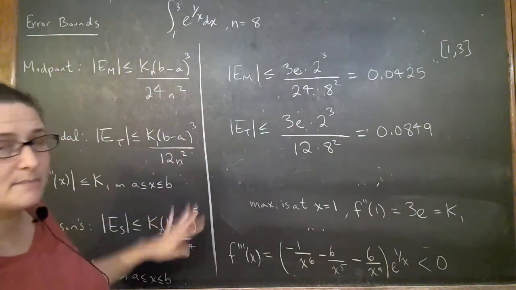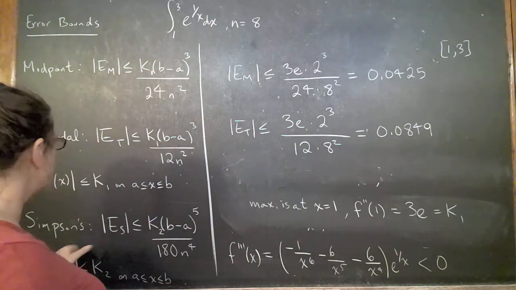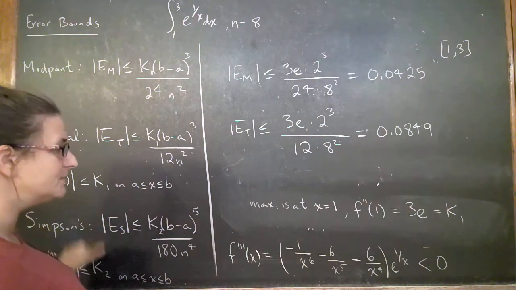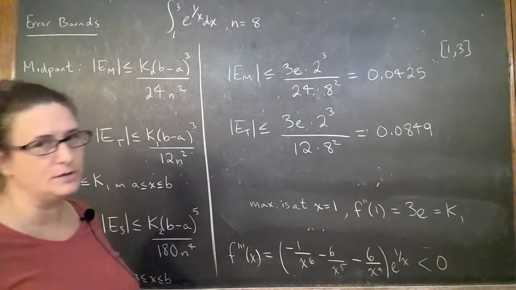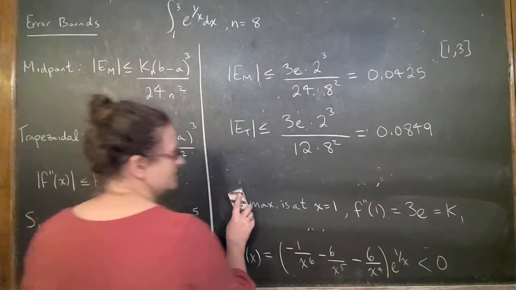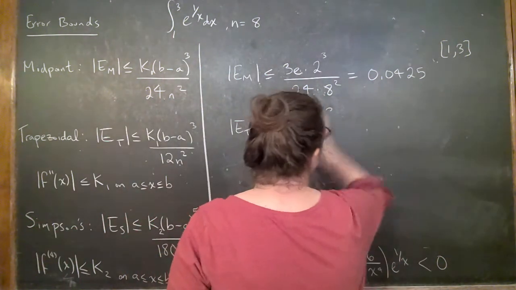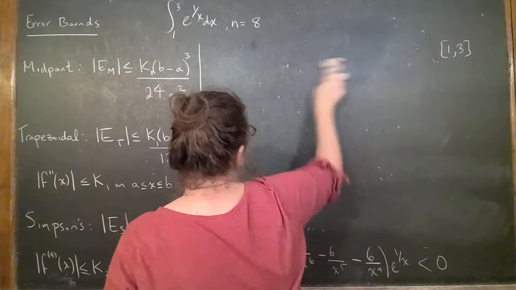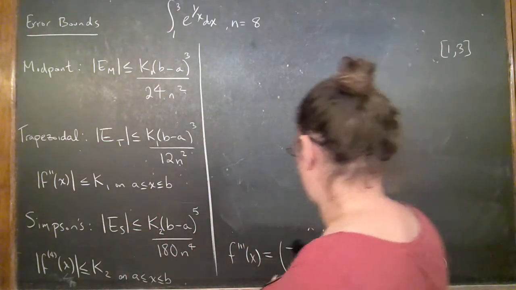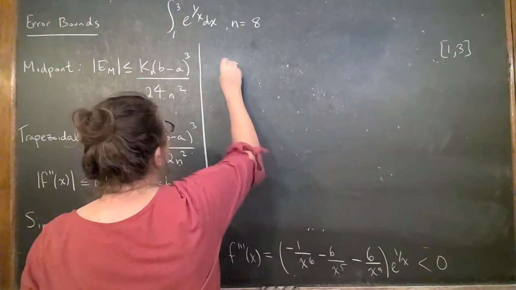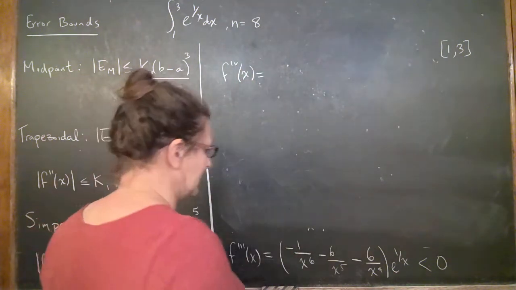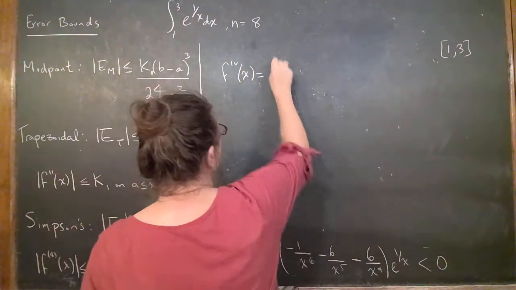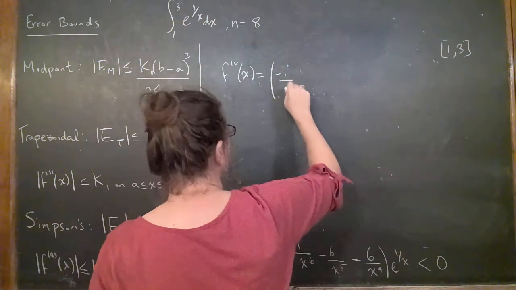For the midpoint and trapezoidal rules, we now want to also find the error for Simpson's rule. So we have to take the fourth derivative. I'm going to erase this. My third derivative, I left it on the board here. And I have to do the same thing. So I'm going to get this, whatever this was.